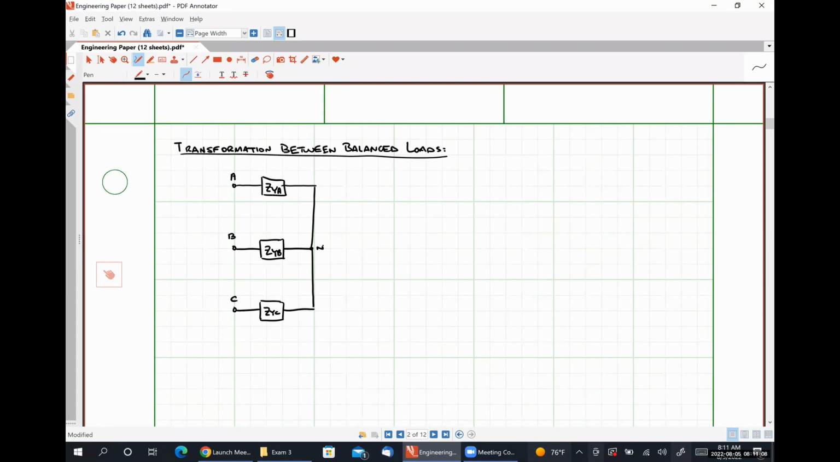And over here on the right-hand side, here's terminal A. Our impedance Z delta A. Terminal B. Our impedance Z delta B. Terminal C. And our impedance Z delta C, like so.